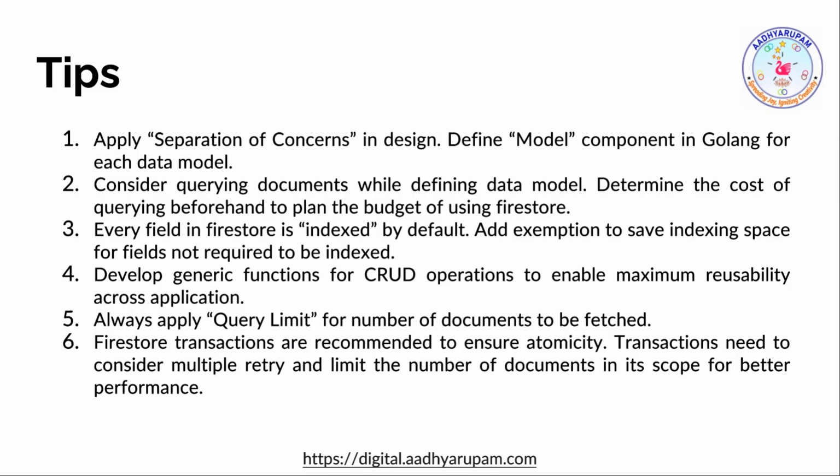While using Firestore in a Go application, we share a few tips to ensure robust, efficient, and maintainable code. Define a model component in Go for each data model. Determine the cost of querying beforehand to plan the budget of using Firestore. Add an exemption to save indexing space for fields not required to be indexed. Develop generic functions for create, read, update, delete operations to enable maximum reusability across the application. Always apply a query limit.